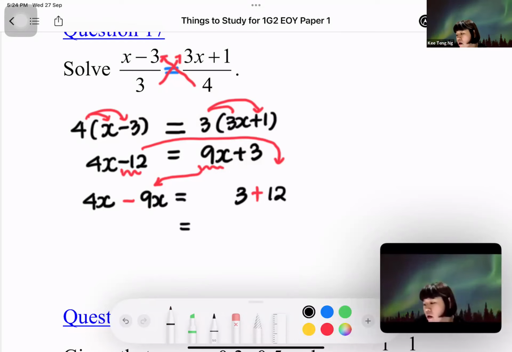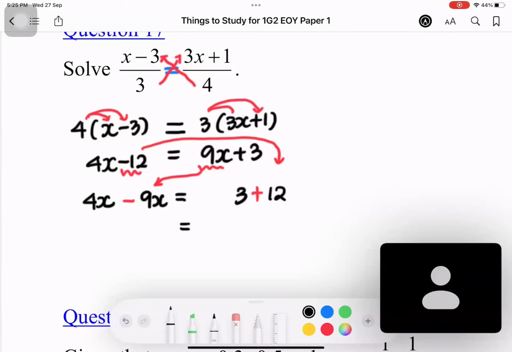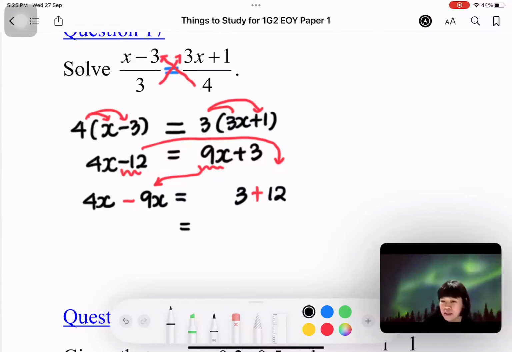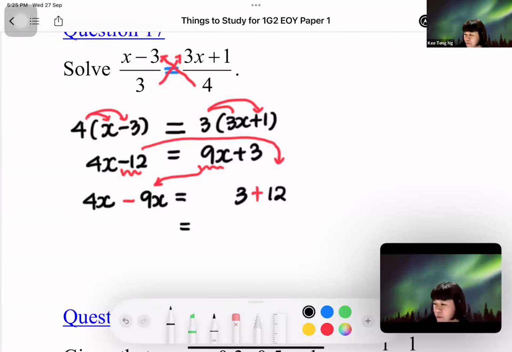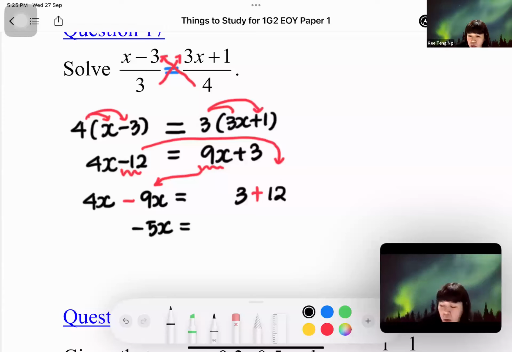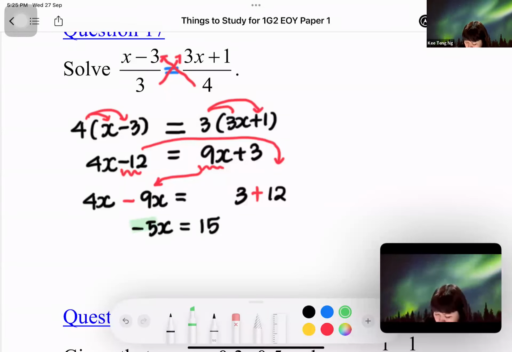Okay, then now we simplify this. Next person I call Rian. Rian, 4x minus 9x, what do we get? Rian, he's sleeping. Rian calling once. Rian calling twice. Rian calling 3 times. Okay. Rian, 4x minus 9x, what happened? Negative 5x. Then the other one, 3 plus 12, what happened? 15. Then now can you tell me how to get rid of negative 5?